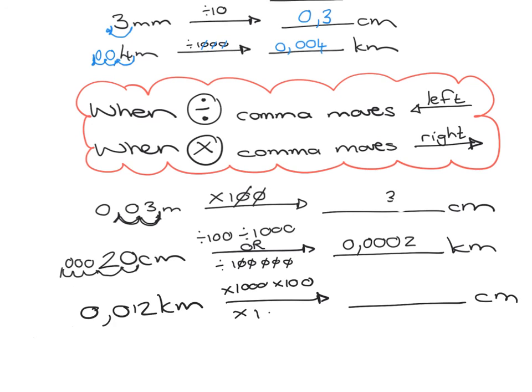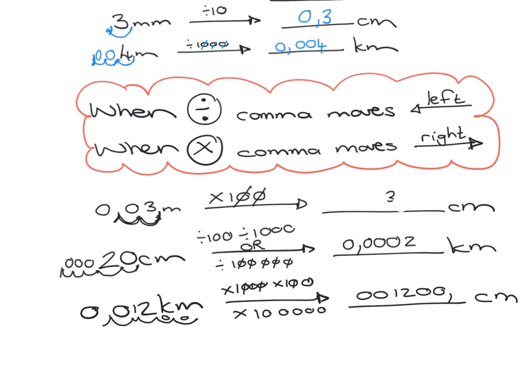I'm now timesing by 100,000. 1, 2, 3, 4, 5 zeros. Timesing means the comma moves to the right because you want to make it a bigger number. And so I'm jumping 1, 2, 3, 4, 5 jumps. How many zeros must I add at the back? 2. I'm looking at 0, 0, 1, 2, 0, 0, and then the comma at the end.